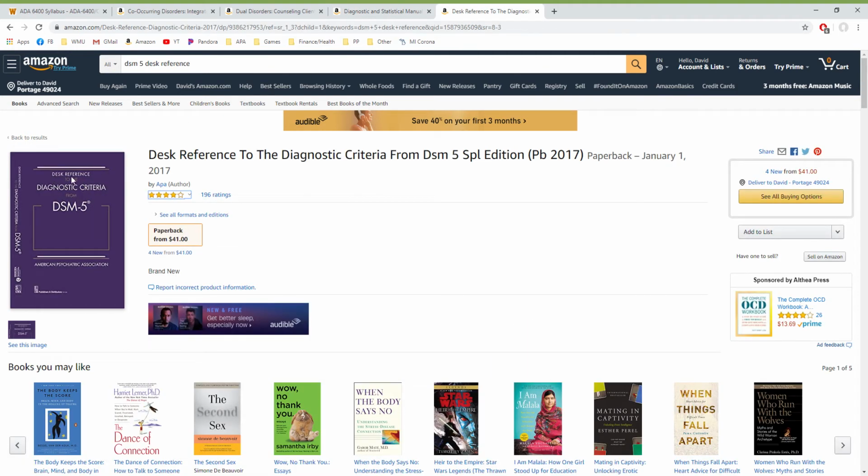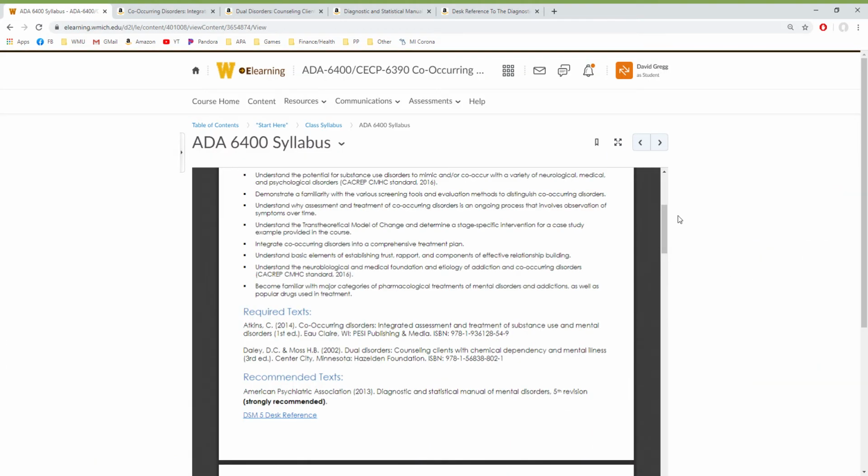So it just says desk reference to the DSM-5 on it. It's a bit cheaper, and it provides just the information we need, all those symptoms. The DSM-5, the larger original one, can be a bit cumbersome because it's really large and has a lot of extra clinical information in there that is important but not necessary for what we're doing. So I recommend this desk reference if you're looking for something a bit easier if you don't already have the DSM-5. All right, back to the syllabus.